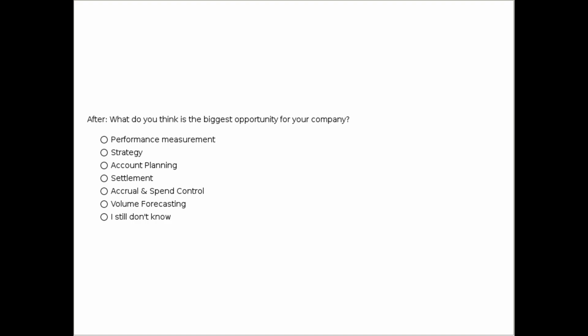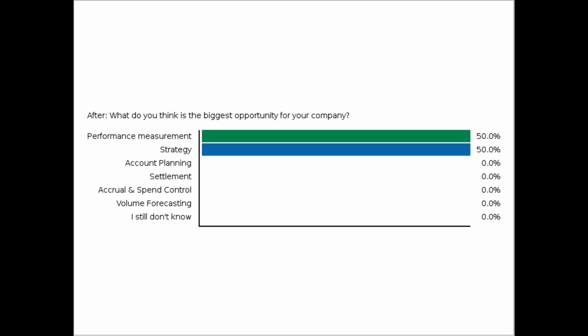All right, so as we wrap up today, let's revisit our poll question. Once again, take a minute and log in here what your biggest opportunity area is, and we're interested to see if anything's changed.